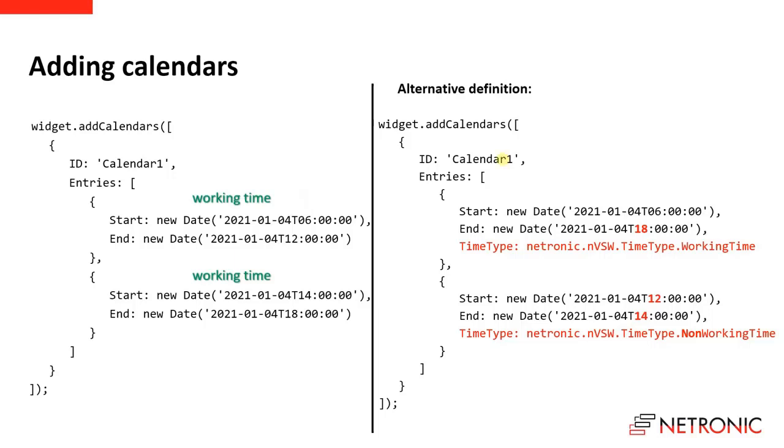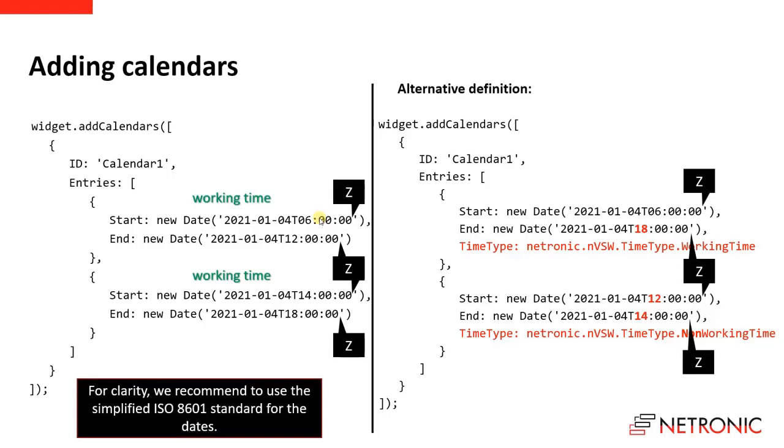At this point, please let me add a comment regarding the date formats. Here we are using the local date format, because we would like to make it easy for you to reproduce this sample code and to get the same display as you see in the slideshow. But we recommend for clarity to use the simplified ISO 8601 standard, and this means that you have to add a Z at the end of these date strings.